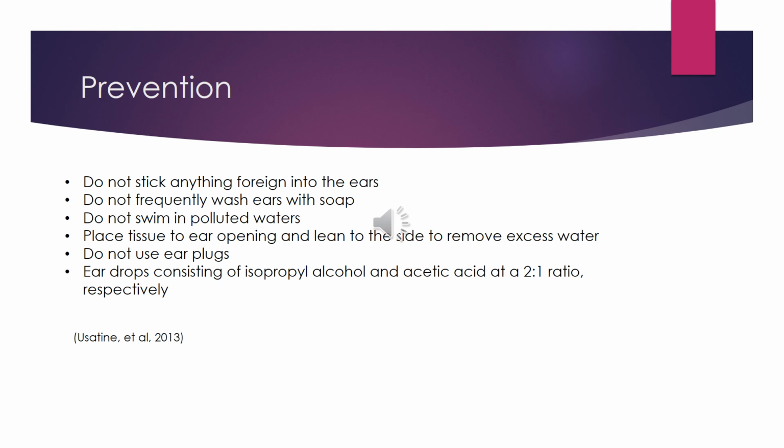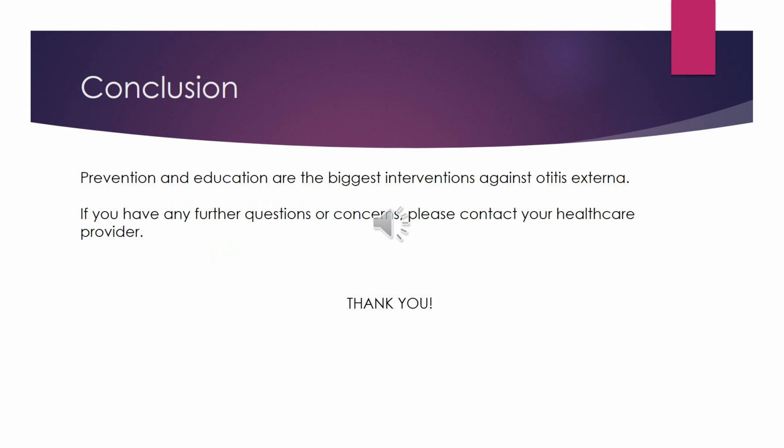Place tissue to an ear opening and lean to the side to remove excess water after swimming or after showering as needed. Do not use earplugs while swimming. Ear drops consisting of isopropyl alcohol and acetic acid at a 2-to-1 ratio can be used after swimming to prevent the occurrence of otitis externa. Prevention and education are the biggest interventions against otitis externa.